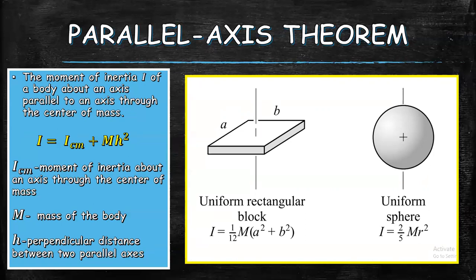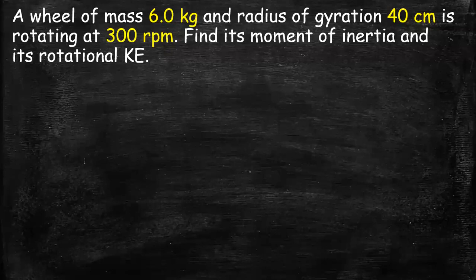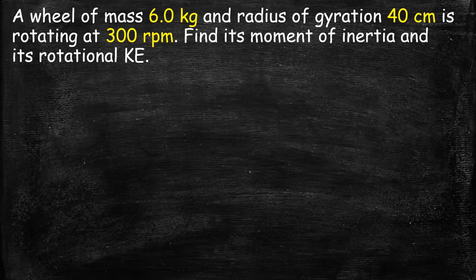Okay? So now let's take into action our formulas that we have discussed. So let's start with this problem. A wheel of mass 6 kilogram and a radius of gyration, which is 40 centimeters, is rotating at 300 RPM. Find its moment of inertia and its rotational kinetic energy. Okay? So, hanapin muna natin yung unang unknown. It's moment of inertia. Okay?